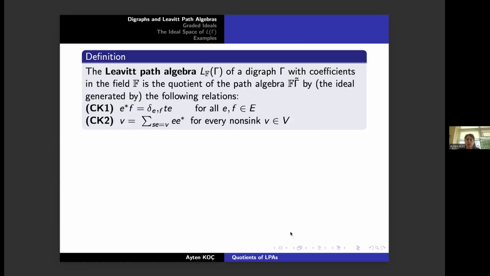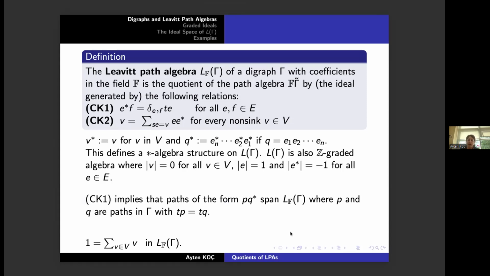A Leavitt path algebra L(Gamma) of a digraph Gamma with coefficients in the field F is the quotient of the path algebra by the ideal generated by the Cuntz-Krieger relations. CK1: E star E is the target of E, and E star F is 0 for all distinct arrows E and F. CK2: for every non-sink vertex V, V is the sum of E E star, where the sum is over arrows E such that the source of E is V.